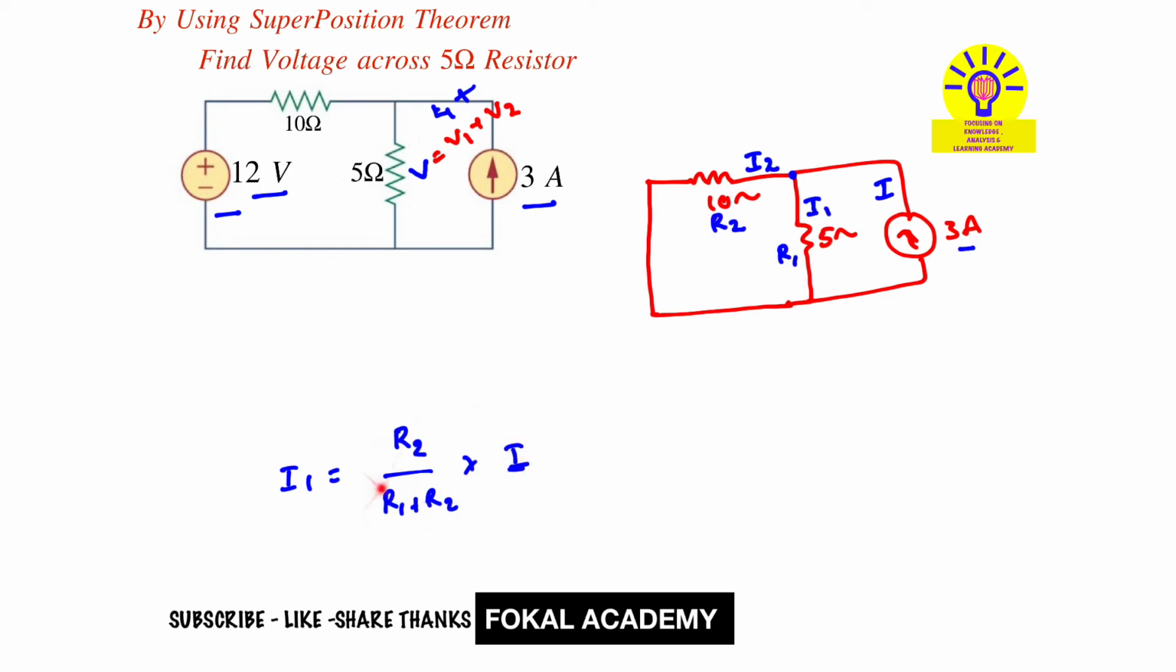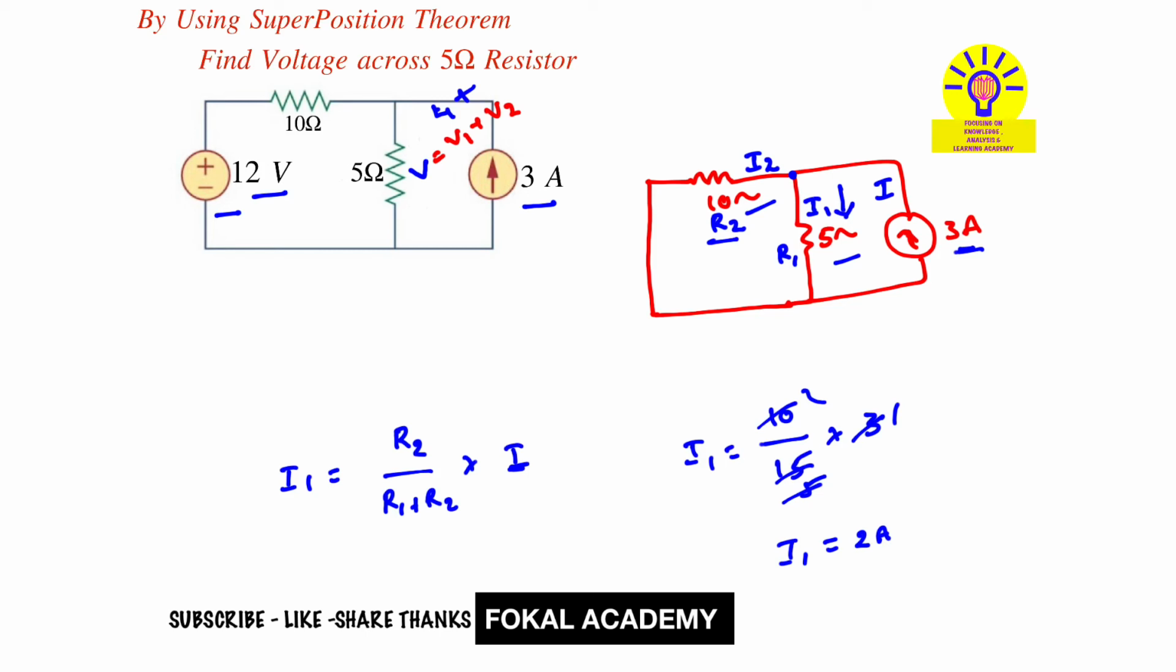Now substitute all the values here. So then it becomes I1 equal to, R2 is 10 ohms, 10 by 10 plus 5, that is 15, into the total current of 3 amperes. So 3 ones are 3, 3 fives are 15, 5 ones are 5, 5 twos are 10. So I1 equal to 2 amperes, which is passing through the 5 ohm resistor.